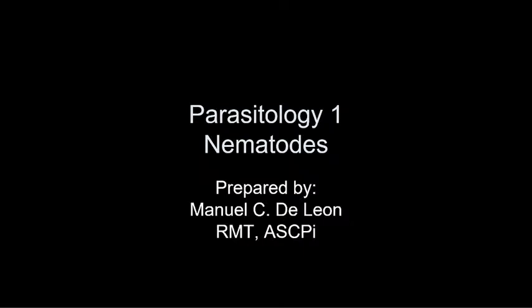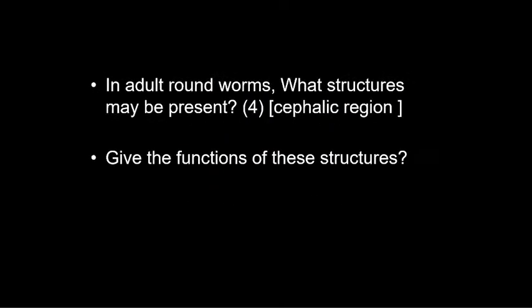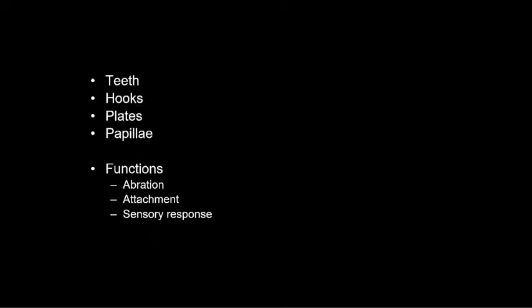So now, let's talk about nematodes in depth. In adult worms, what structures may be present in the cephalic region? There could be teeth, hooks, cutting plates, or papilla, and their functions can be the following: abrasion, attachment, or sensory response.